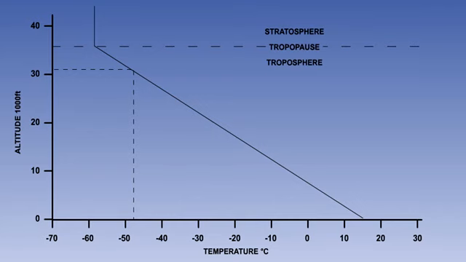In a standard atmosphere, the temperature drops at a rate of 1.98 degrees per 1,000 feet up to the tropopause, which is at approximately 36,000 feet, or 11 kilometers. This means that on a standard day at 31,000 feet, the outside air temperature will be a chilly -46 degrees Celsius.